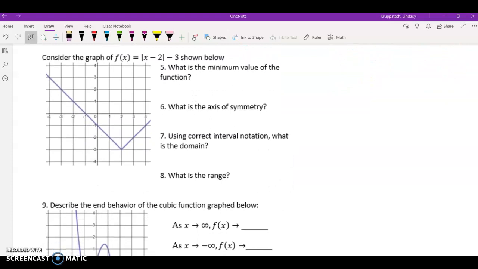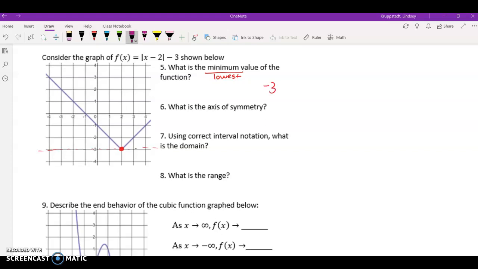Next, you have a picture of an absolute value graph. It asks some questions here. First off, what is the minimum value, the smallest, the lowest that this graph goes? So it's kind of like asking, what is that lowest part of the range? So the lowest value here would be at -3.